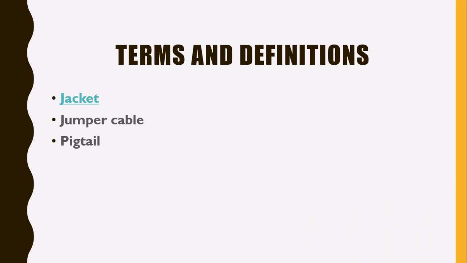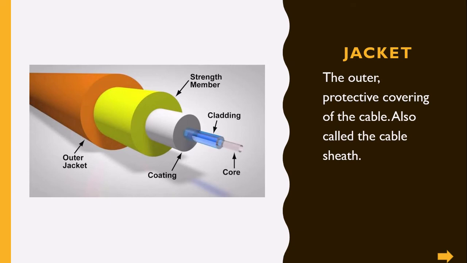So we will define our three words in fiber optics. We have the jacket, jumper cable, and the pigtail. First, let's discuss the jacket. The jacket is the outer protective covering of the cable. Here is the jacket, the orange color. It is also called the sheath.